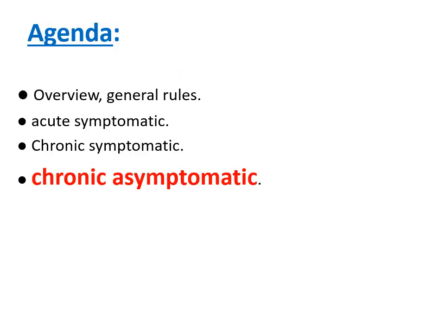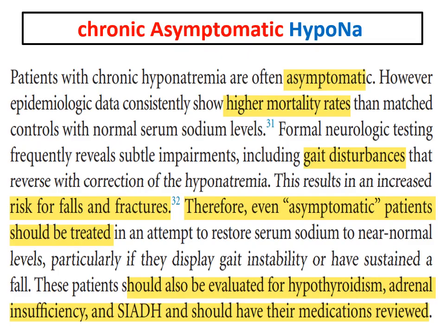What about chronic asymptomatic hyponatremia? Are patients with chronic asymptomatic hyponatremia not at risk? No. Patients with chronic asymptomatic hyponatremia have higher mortality rates, and usually they have gait disturbance, which makes them at higher risk for falls and fractures.